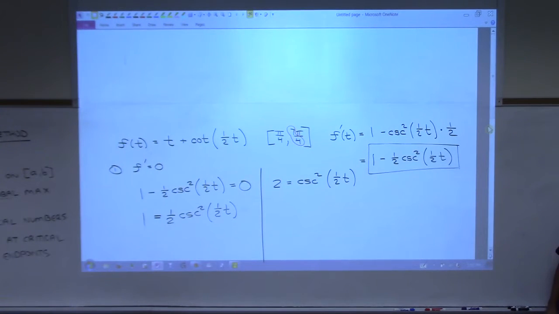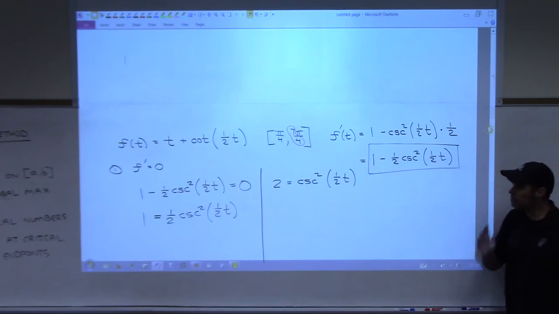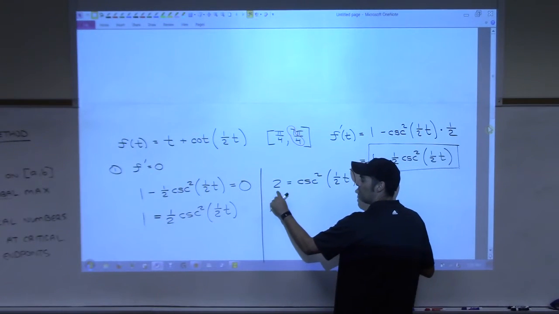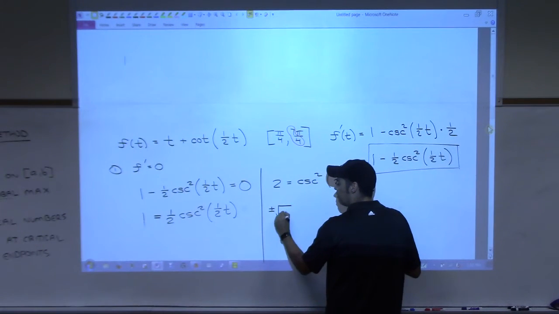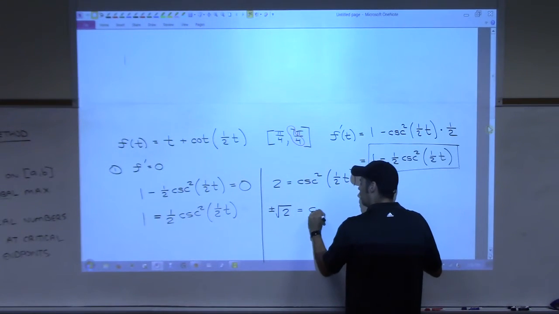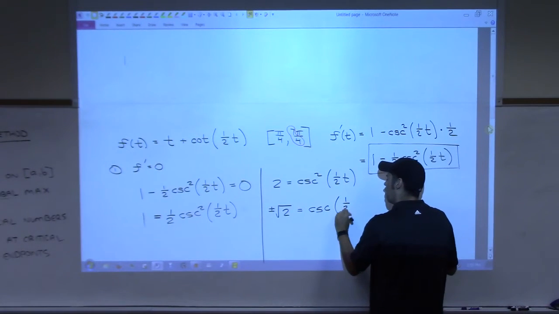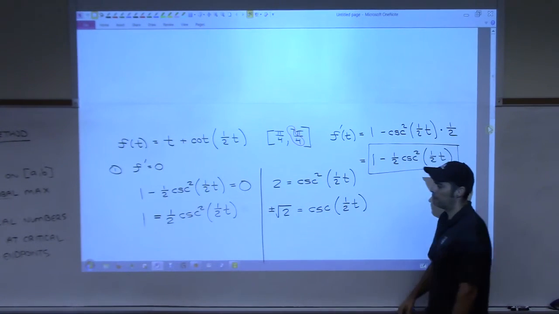Anything else? You take the inverse? Not yet. Close. You could, but not by itself. That squared is a problem. How about root both sides? You want to root both sides? What would happen if I take the square root on this side? Plus or minus root 2. On this side, cosecant of 1/2 t.